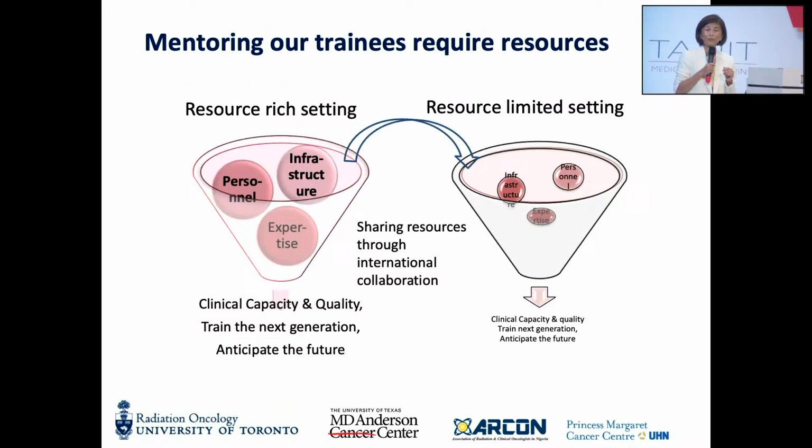Next slide. Mentoring our trainees requires resources. We require personnel, infrastructure, expertise, and I can only imagine all the challenges in the developing world where you're short of resources and lots of patience and demands on your time. Sharing resources through international collaborations is one way of improving the capacity. Next slide.